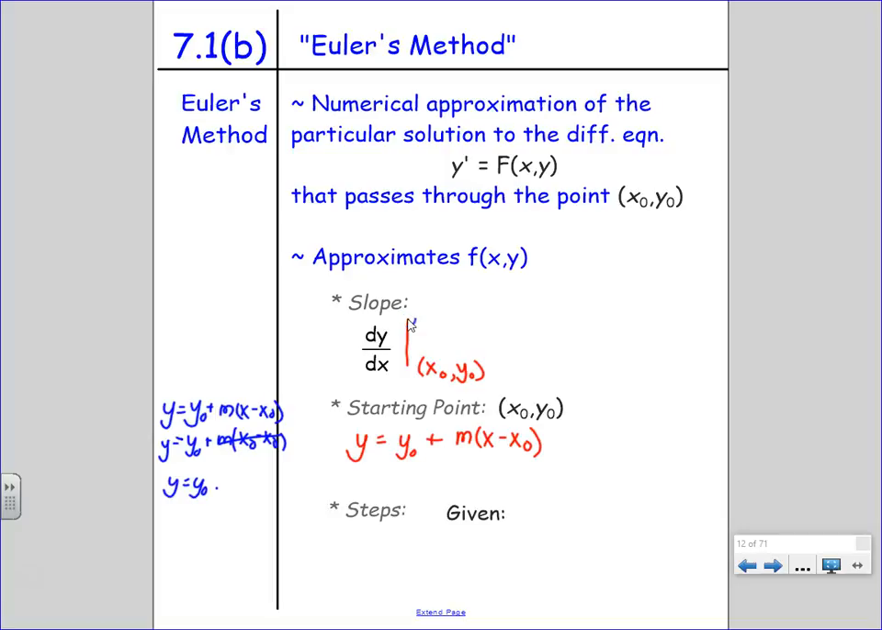Now, you're like, well, that's pointless. Why would we ever use that equation to find y sub naught? Oh, we're not going to. But we're going to use it to approximate future y's. Isn't that tangent line approximation? Kind of. Like equation and that stuff.